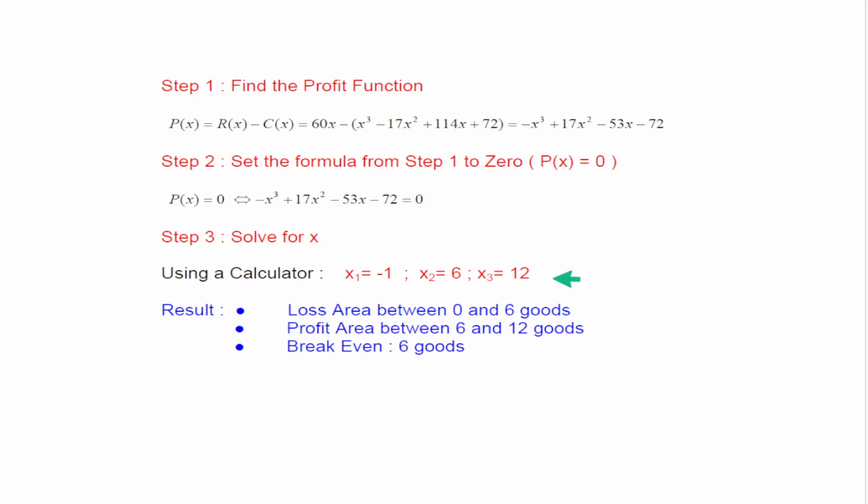Of course, x1 equals minus 1 is not relevant. We have the 2 other results of this equation. So the loss area will then be between 0 and 6 goods. The profit area between 6 and 12 goods. And the break-even point is then x equals 6 goods.